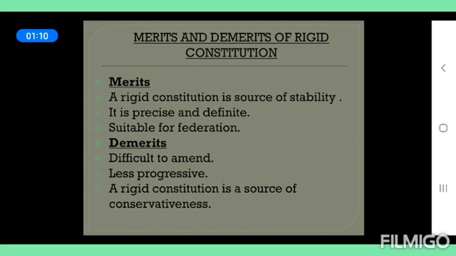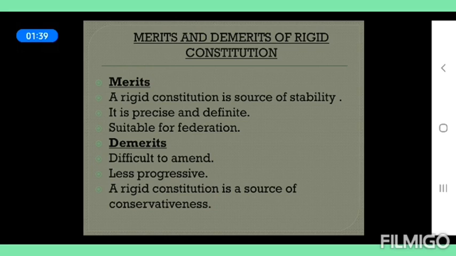So next one, number 2, it is precise and definite, because a rigid constitution is written in nature. There will be clear demarcations, especially related to the demarcation of the functions of the center and the state. So that is why it is very, very precise and very definite.